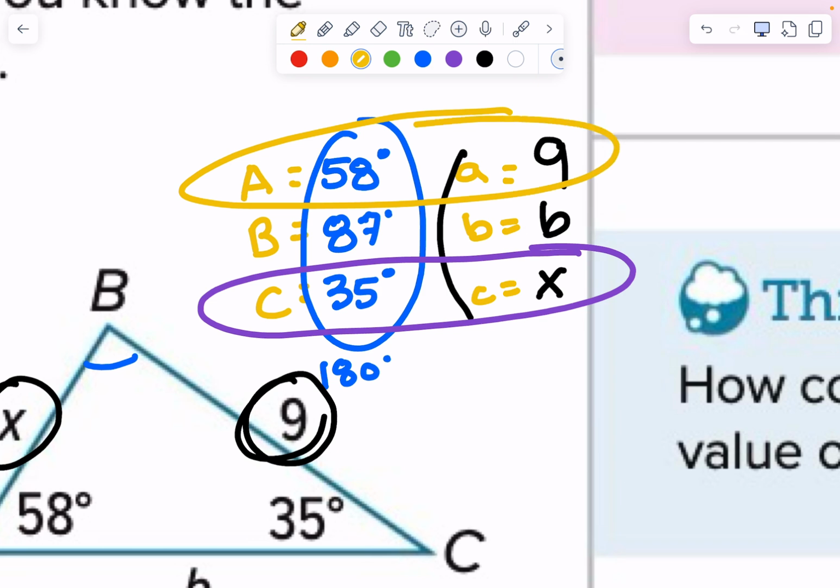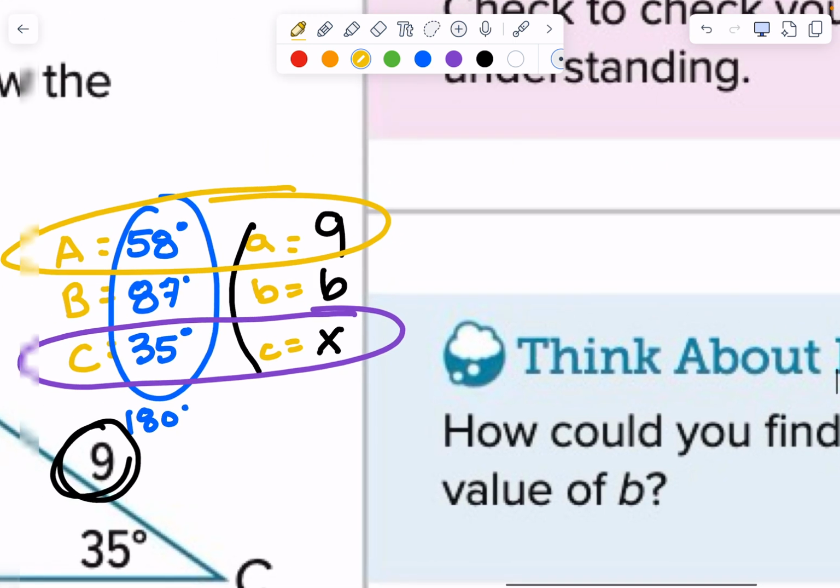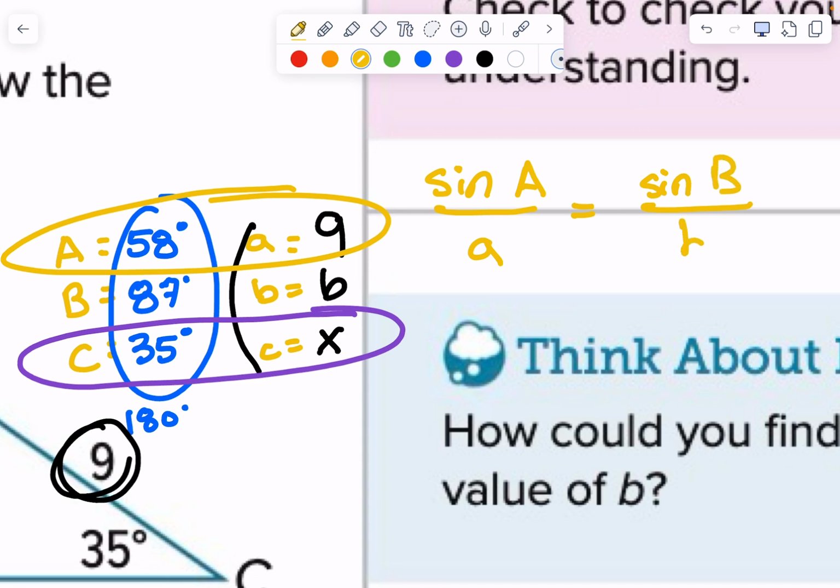Got it? Okay. Here's how we set this up. This is the information I have. It's really nice and easy to see here. I'm going to set this up as a proportion, right? So we do sine of A over A and sine of B over B. In this case, it's actually not B. It is C, right? Sine of C over C.